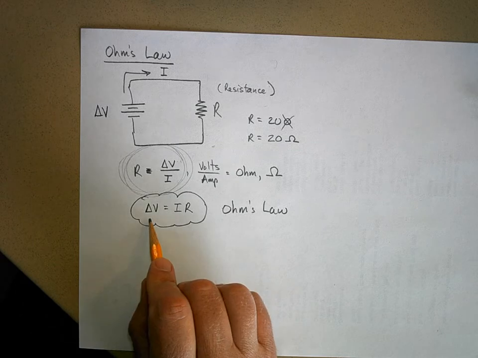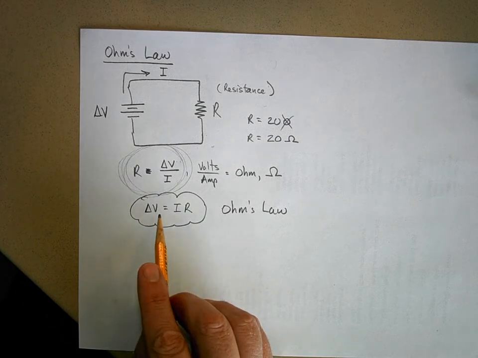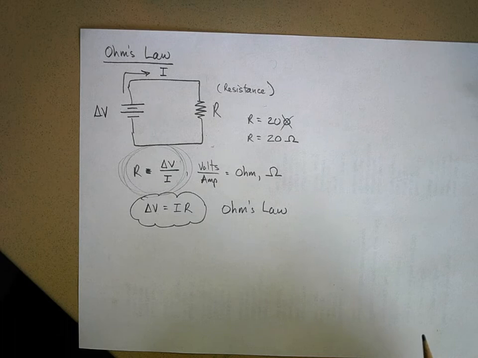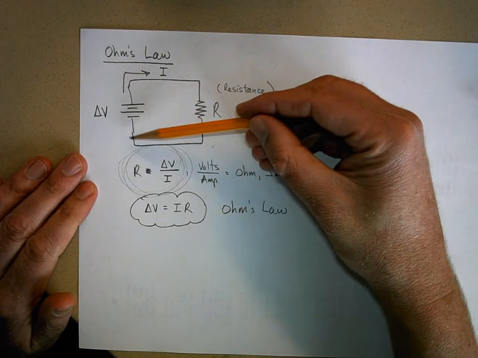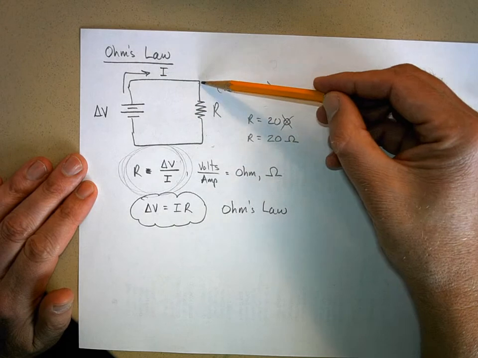The voltage drop across a resistor. Now, notice I call it a voltage drop or a voltage loss. Here's voltage gain, voltage loss.